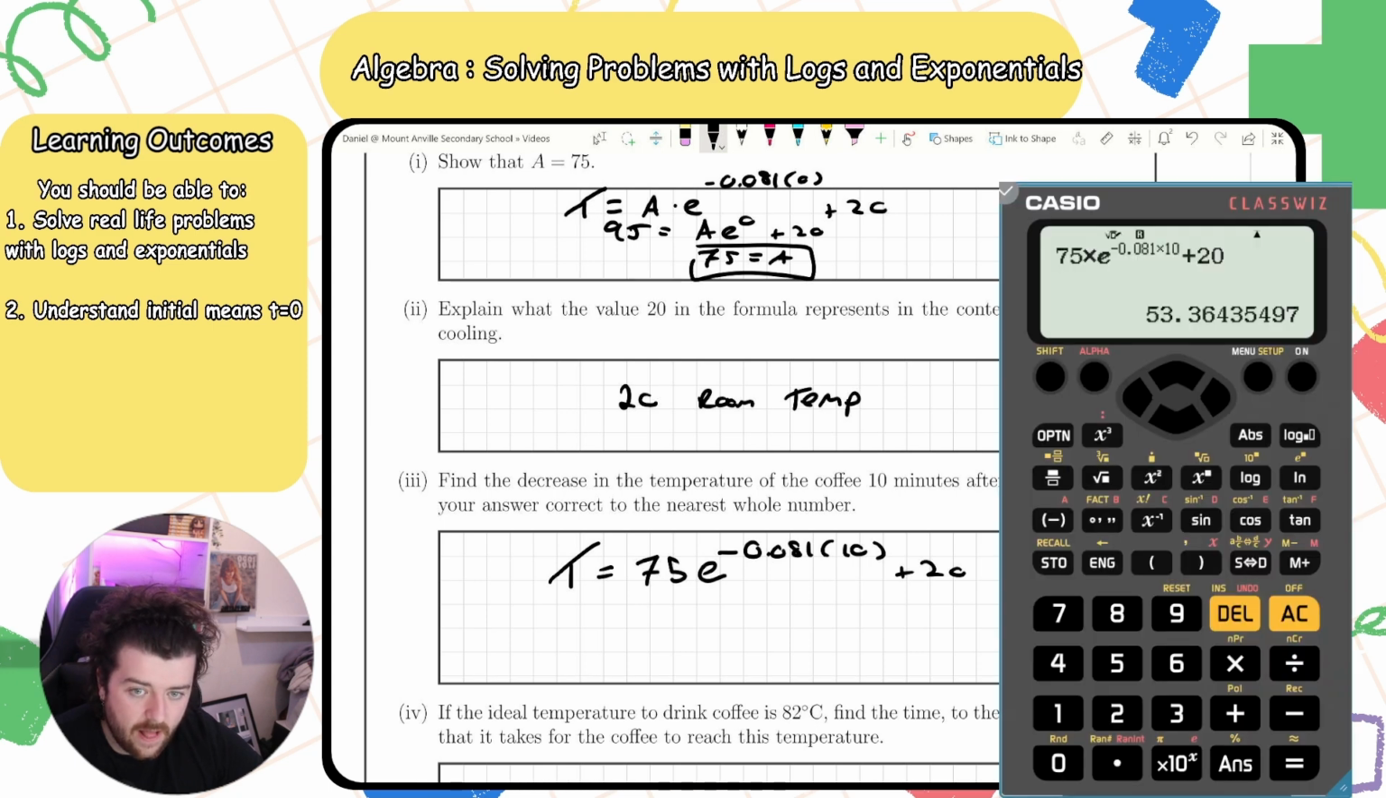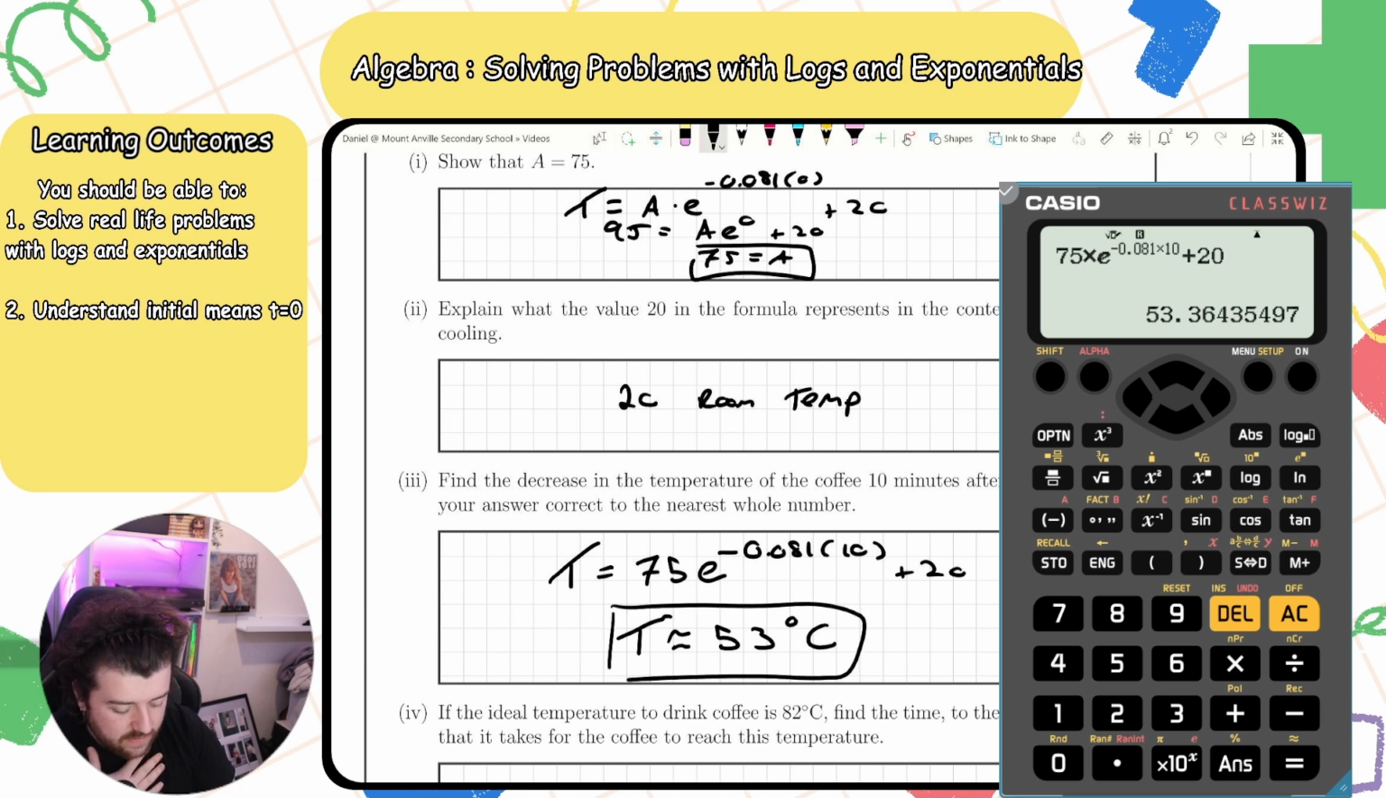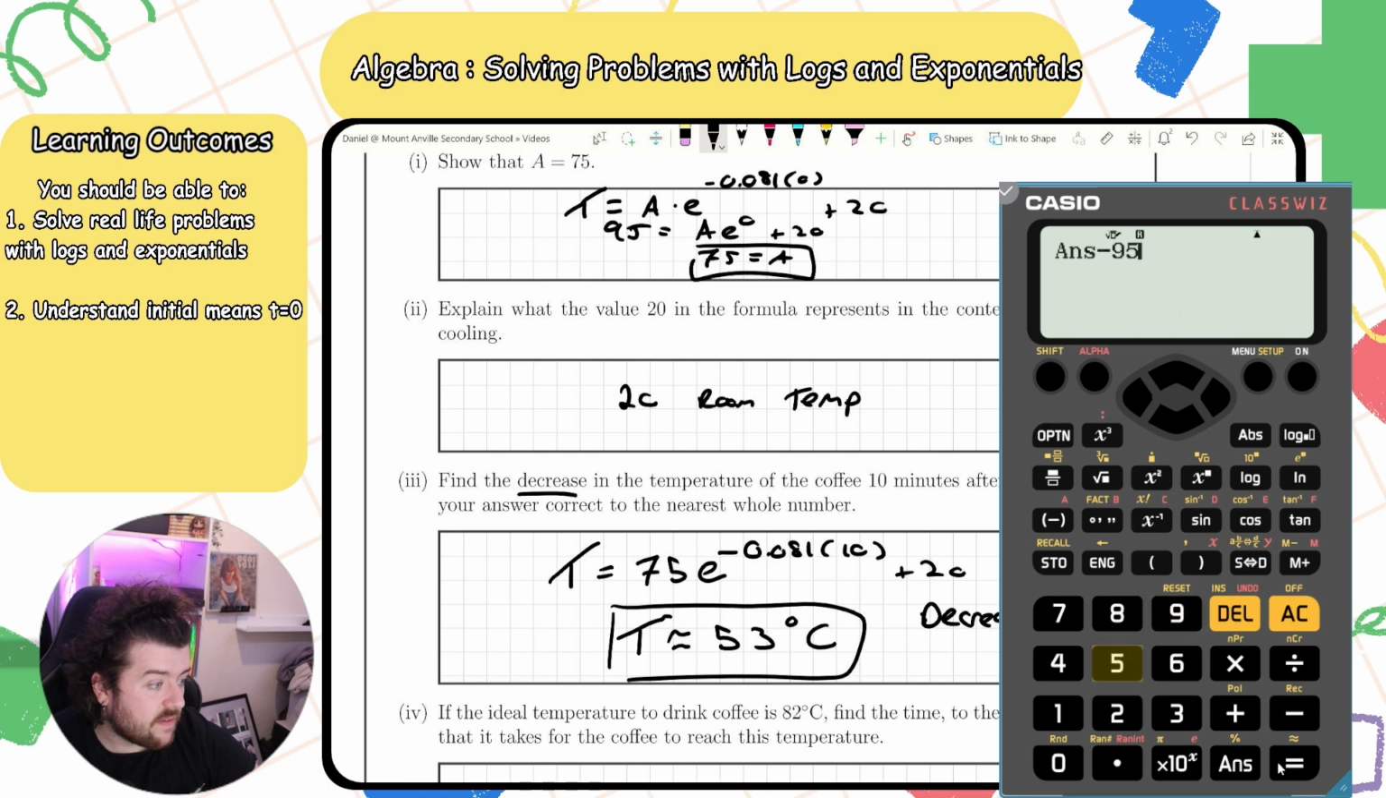So I'll show you here. I have 53.36, but it says round to the nearest one, so it's going to be roughly equal to 53 degrees Celsius. After 10 minutes, it says find the decrease in temperature. So the temperature after 10 minutes is 53 degrees. So its decrease is going to be 95 minus that. So 95 minus 53, which is 42 degrees. So there's a decrease of 41 degrees Celsius. There.